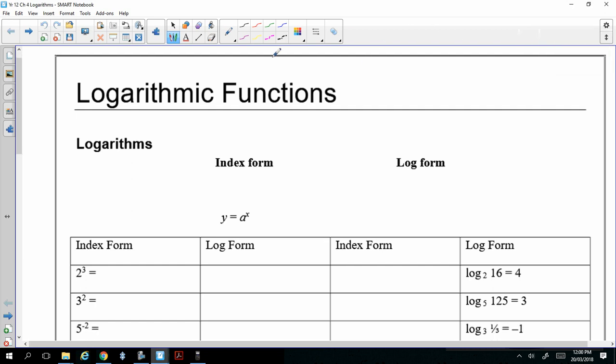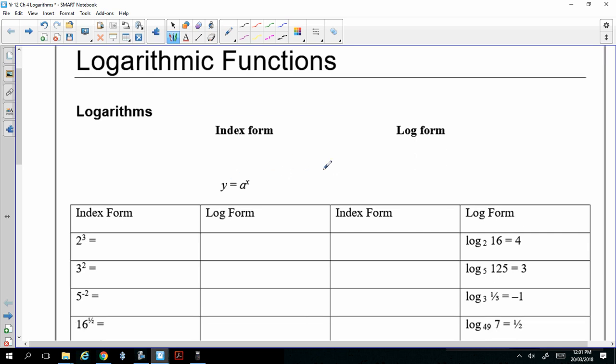Also relevant when you do series. So let's go through logarithms. What are logarithms? We first need to know what index form is. So this is called index form.